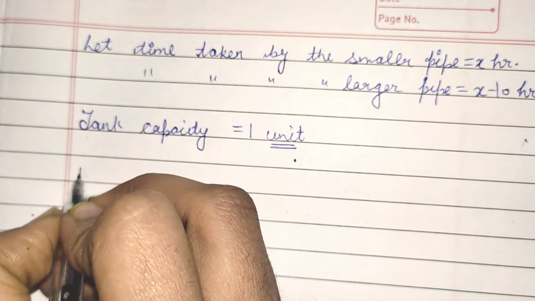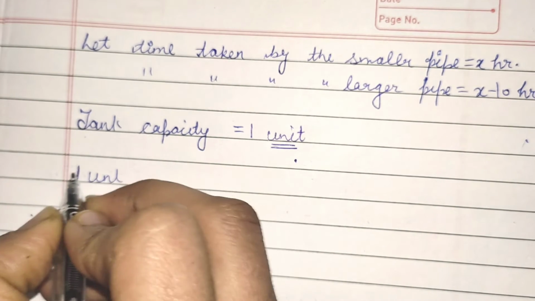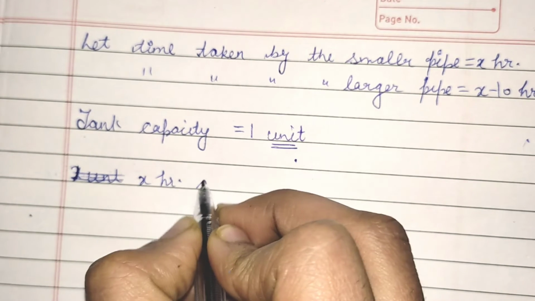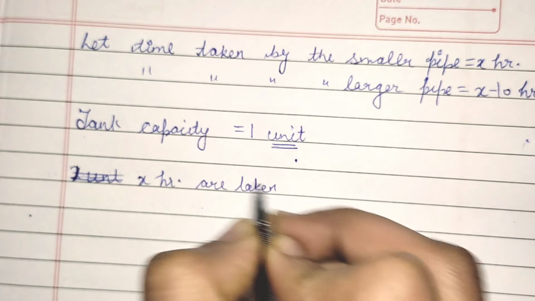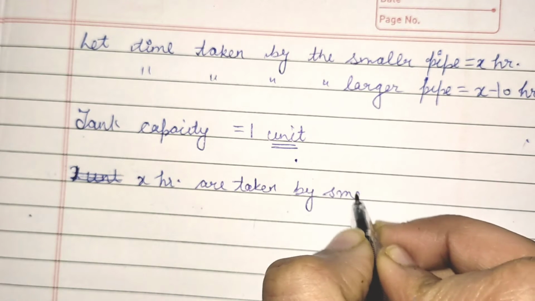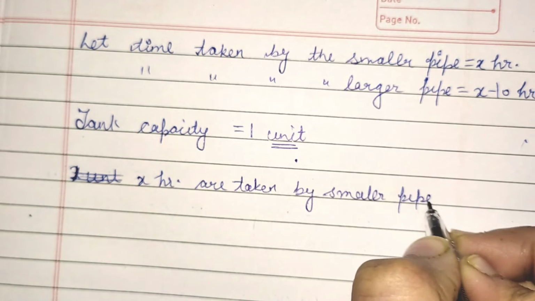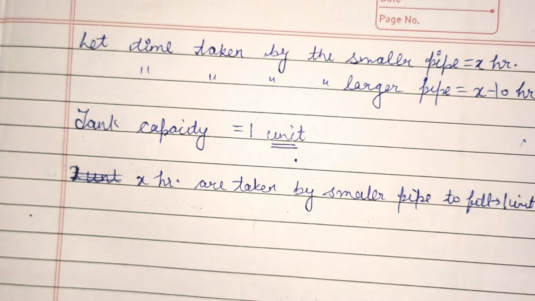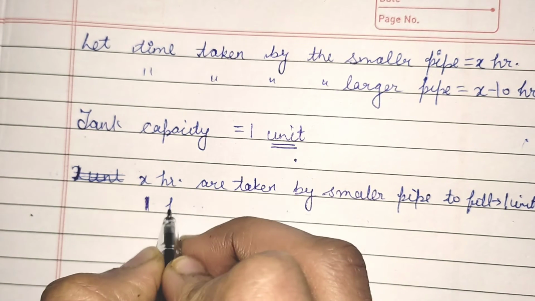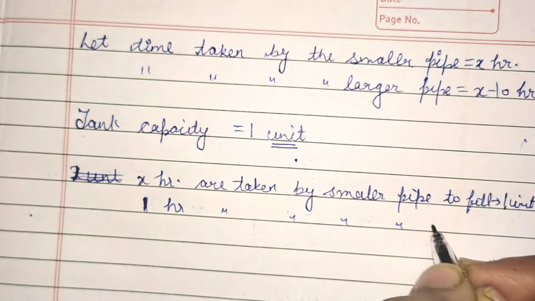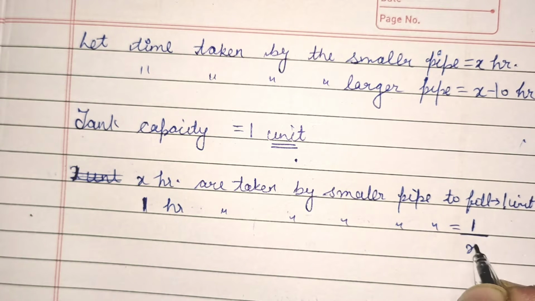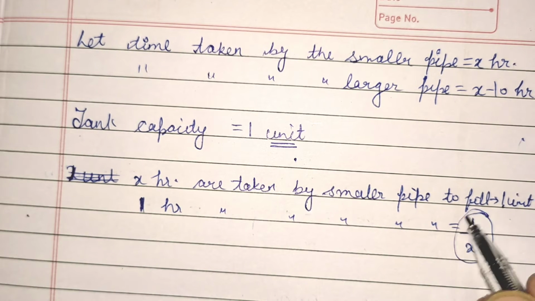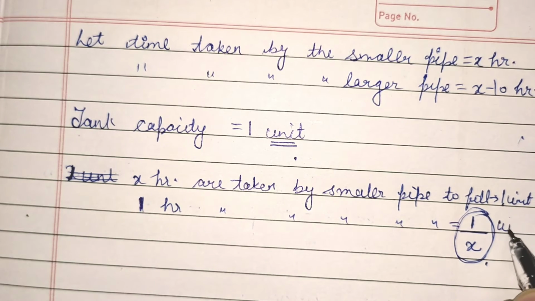So what is going on is that x hours are taken by the smaller pipe to fill 1 unit. Okay, so in 1 hour how much of the tank will be filled by the smaller pipe? Using the unitary method, I will get 1 by x unit.